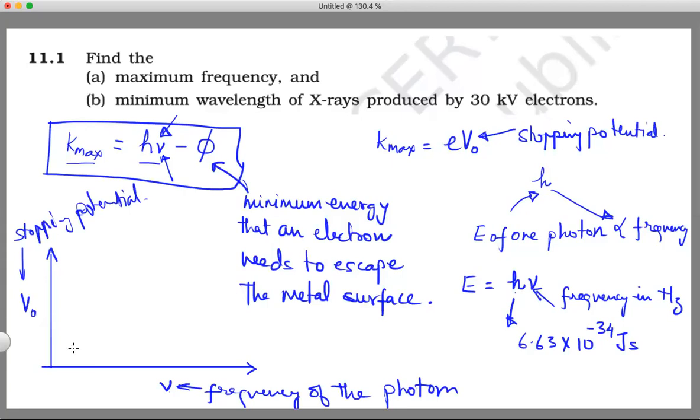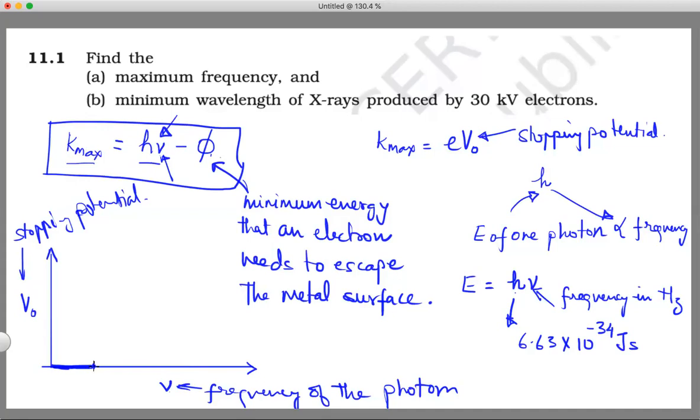Now the graph for this is that the stopping potential is zero till a certain frequency. Why? Because when the frequency is less than the threshold, when h nu is less than the work function, obviously there is no electron emitted at all. This is the minimum energy needed. So till that point, there is no electron emitted, so no potential is needed to stop it.